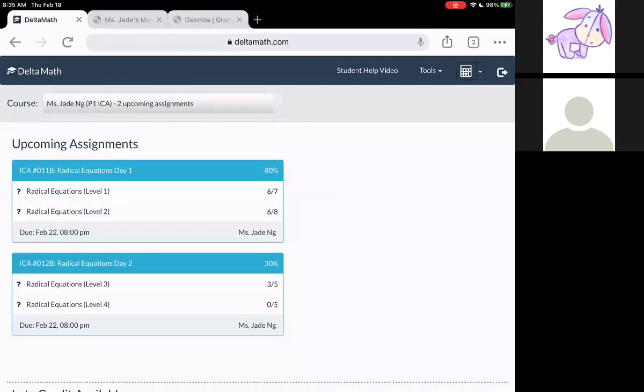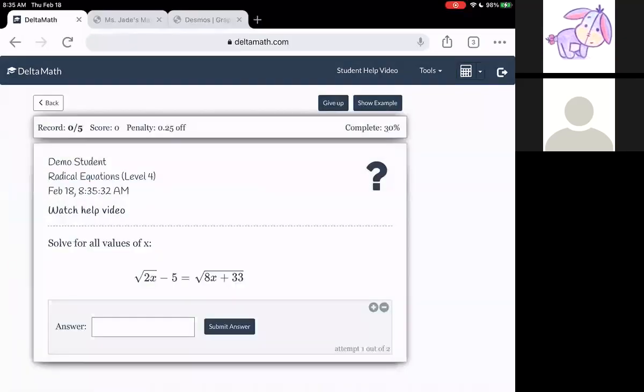All right, so for the next category is radical equations level 4. So it's similar idea, but slightly different, okay? So we're going to solve for all values of x, and we're going to start off the same way. We're going to square both sides.